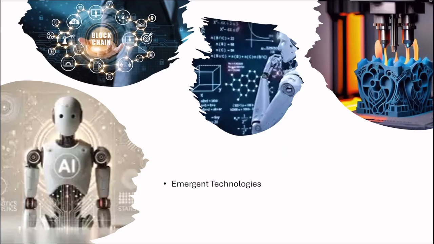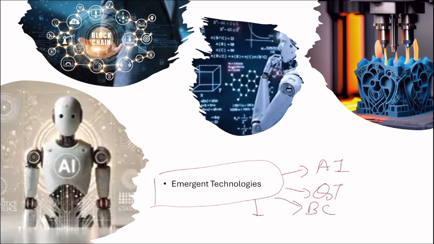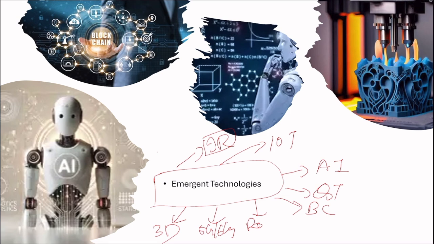The first topic we are going to see is emergent technologies. In emergent technologies, you're going to see what is artificial intelligence, what is quantum technology, what is blockchain technology, robotics, 5G and 6G, which you're using right now in the phones, and 3D printing. You'll also see what is Internet of Things. You'll see the industrial revolutions at a glance.